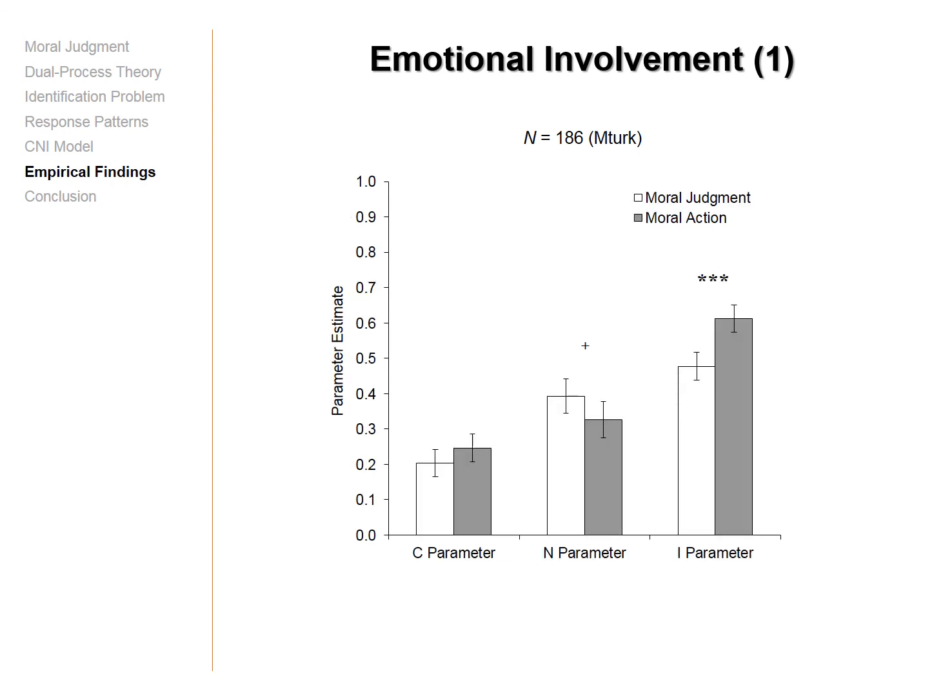More nuanced insights were again provided by our analysis with the CNI model. What you can see here is that participants in the moral action condition showed a stronger general preference for inaction on the I parameter compared to participants in the moral judgment condition. This result suggests that emotional involvement influences moral judgments by increasing action aversion, not by increasing sensitivity to moral norms. In fact, sensitivity to moral norms showed a marginal effect in the opposite direction, in that participants in the moral action condition were less sensitive to moral norms than participants in the moral judgment condition. There was no significant effect on sensitivity to consequences on the C parameter.